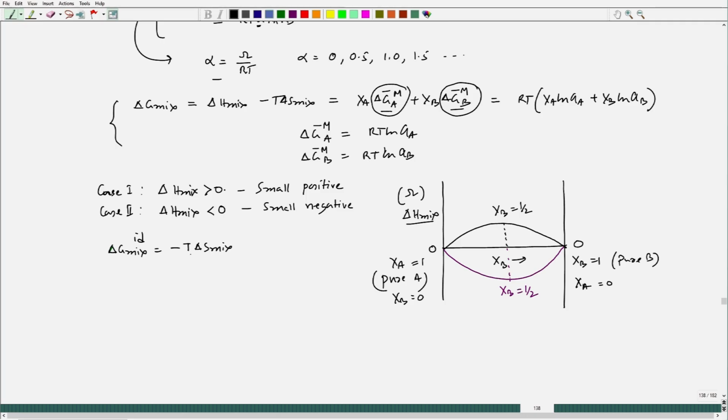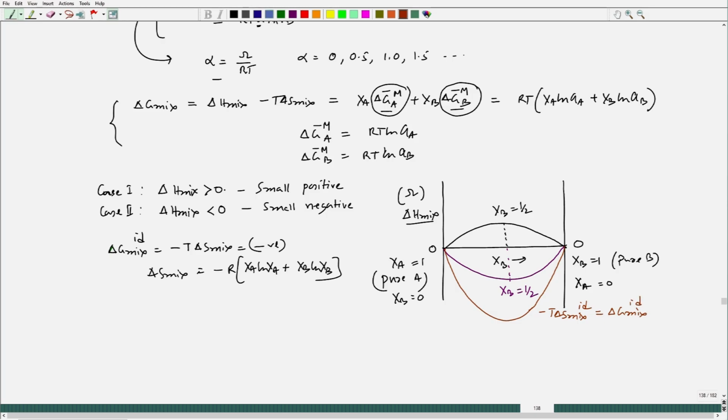Okay. So, I can have a plot of minus T del S mix, and del S mix is always a positive quantity, which is nothing but R, the universal gas constant, times x a ln x a plus x b ln x b. Okay. So, this would be always negative. Now, I can plot that minus T del S mix ideal, which is nothing but delta G mix ideal.